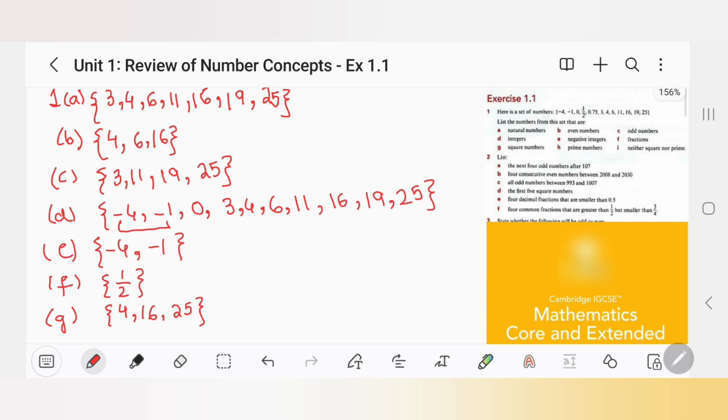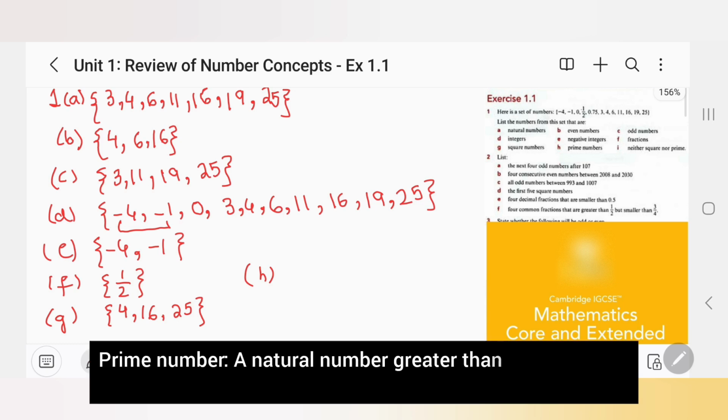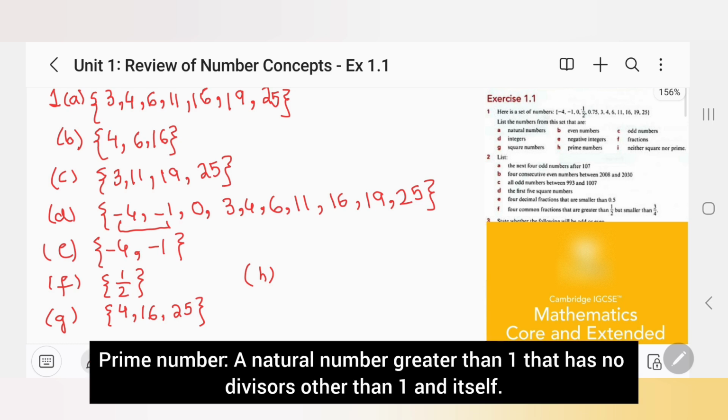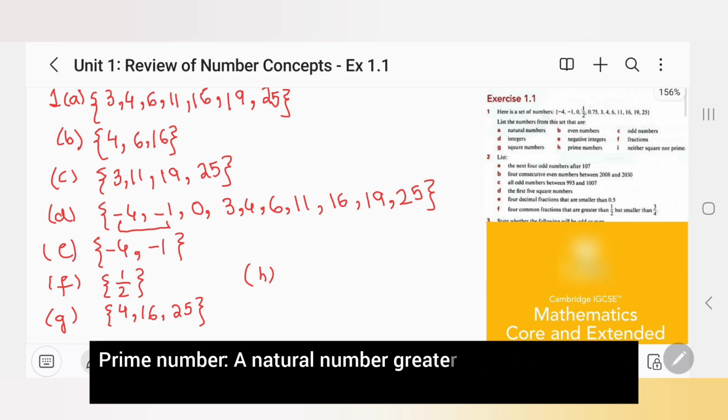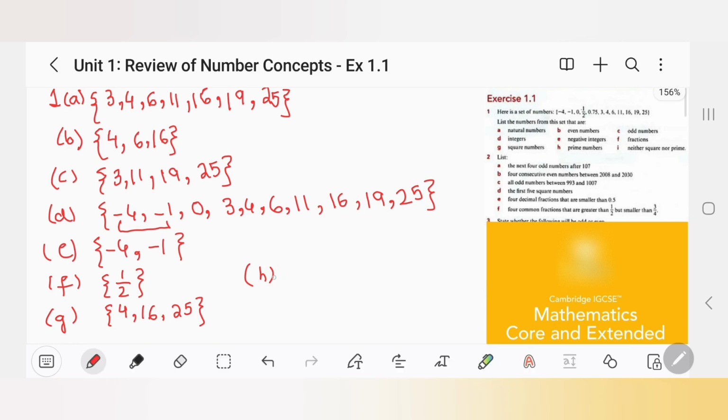Okay, after G we have H. I am doing H part here. H is prime numbers. Prime numbers are those which are greater than 1, and they have only two factors: one is the number itself, and another is number 1. So yeah, the prime numbers are 3. Even numbers cannot be prime numbers, right? 11 and 19.